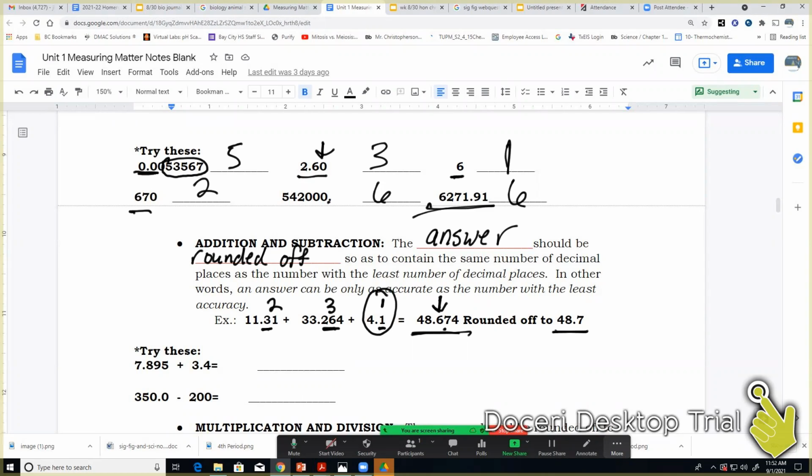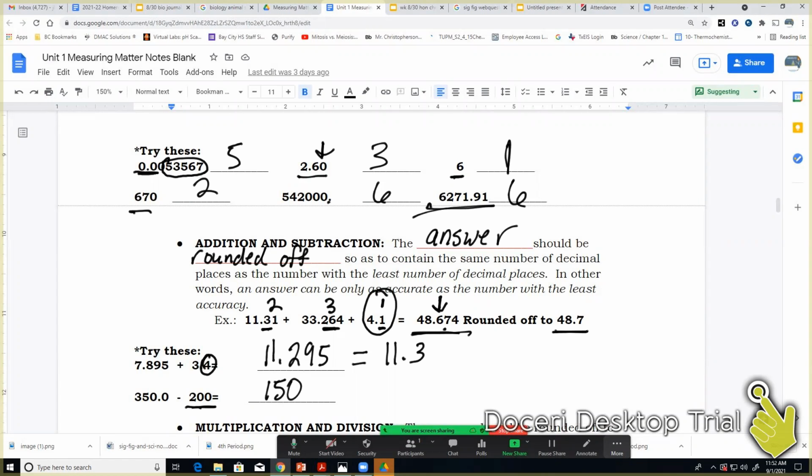So if I put these numbers in my calculator, I would get 11.295. Could I leave it like that? No. How many places behind the decimal should it be? 1. Just 1. So I should have 11.3. This one only has 1 place behind the decimal. 350 and 200, I get 150. Is that good? Yes, that was good because the 200 had no places behind the decimal. So I want my answer to have no places behind the decimal.